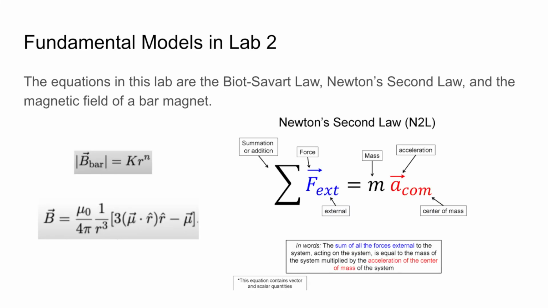Moving on to the fundamental models used in Lab 2. The equations in this lab are the Biot-Savart law, Newton's second law, and the magnetic field of a bar magnet. You can see these equations listed here. We've got the magnitude of the magnetic field of a bar magnet with K r to the n. Then we've got the Biot-Savart law for magnetic field. And then we have Newton's second law, which was used in the previous lab as well.